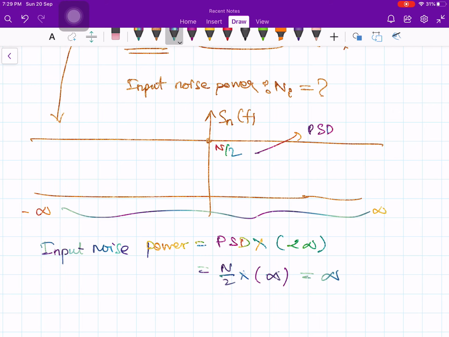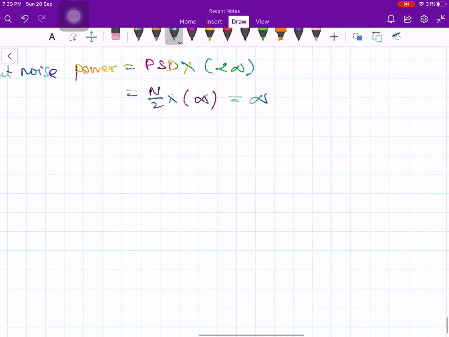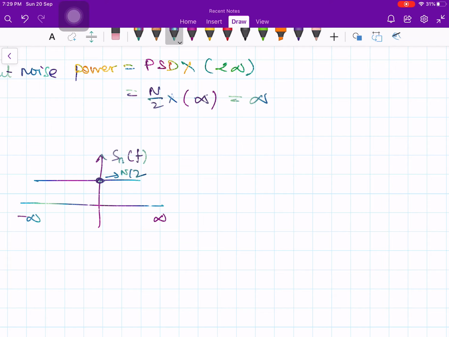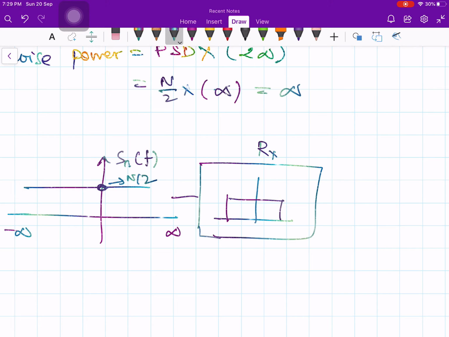Now this noise is given to a receiver. As I said, the receiver is modeled as an ideal low pass filter. Its magnitude is 1 and it spans minus B to plus B. Maybe I'll write down here. This is my Sn of f, and it has constant value N by 2 from minus infinity to plus infinity. This is given to the receiver with the ideal low pass filter characteristics, minus B to plus B, amplitude let's say 1, and zero response beyond B. Now multiply these two in the frequency domain.